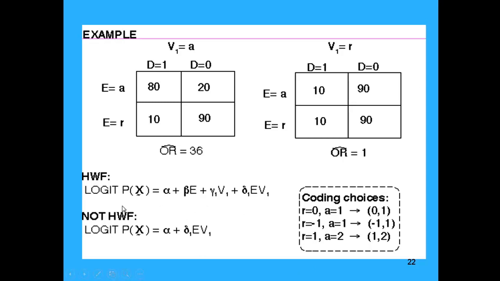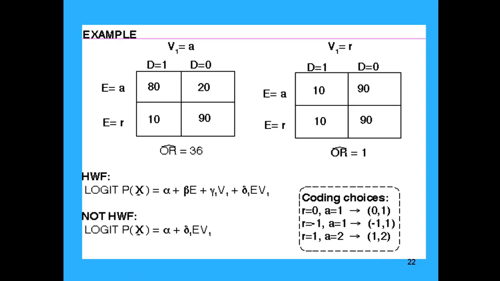Now, I wrote down, this one is hierarchically well formulated, this is not. Why isn't this hierarchically well formulated? Because neither E nor V1 is in that model, right? But this one is. And I could decide to code my E and V variables as either 0, 1 or minus 1, 1, or 1, 2. Those are different codings I could have. Or anything, like 0 and 100, something like that.